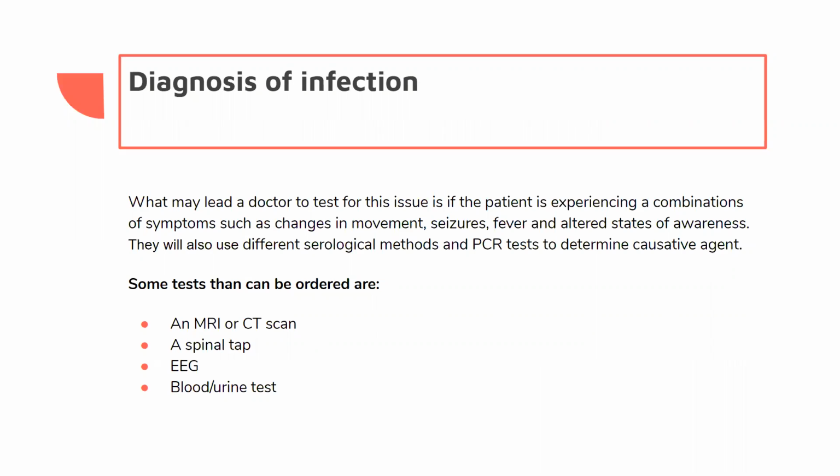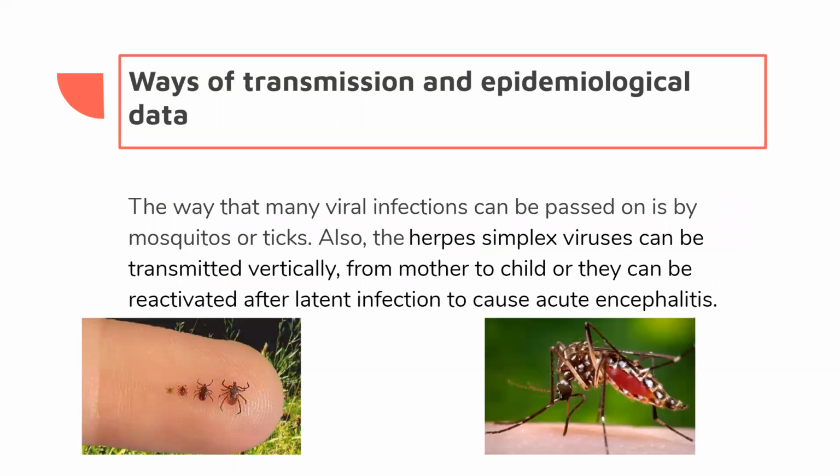Diagnosis of infection. What may lead a doctor to test for this issue is if the patient is experiencing a combination of symptoms such as changes in movement, seizures, fever, and altered state of awareness. They will also use different serological methods and PCR tests to determine causative agents. Some tests that can be ordered are an MRI, a CT scan, a spinal tap, an EEG, and blood and urine tests.